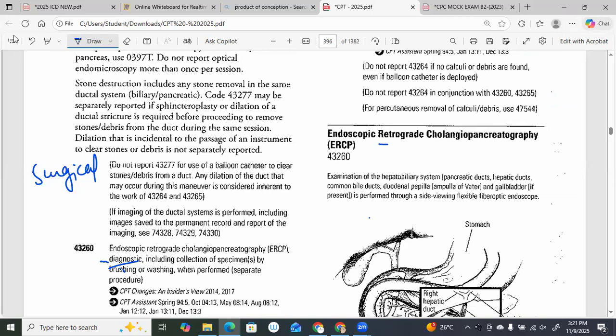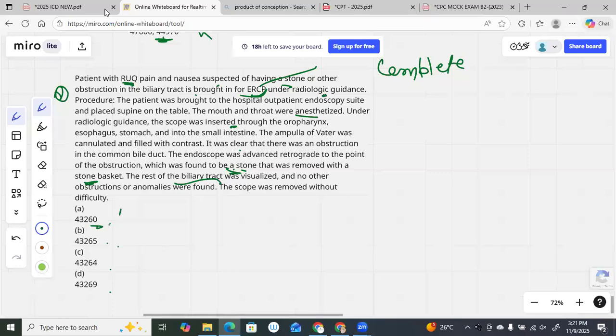We are not going to bill the diagnostic. Diagnostic ERCP is always included in the surgical endoscopy for the same site. If both procedures are performed on the same site, we have to bill the surgical only. We are not going to bill for the diagnostic. So in our case, 43260 is a diagnostic, so we have to rule this out.